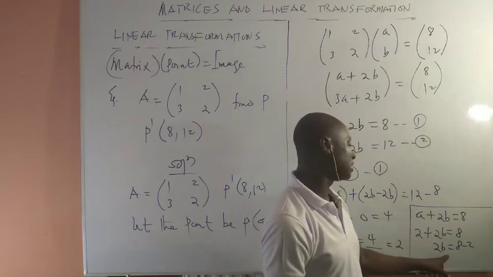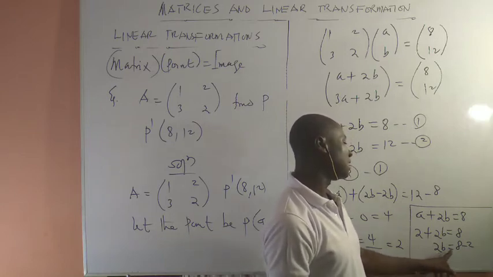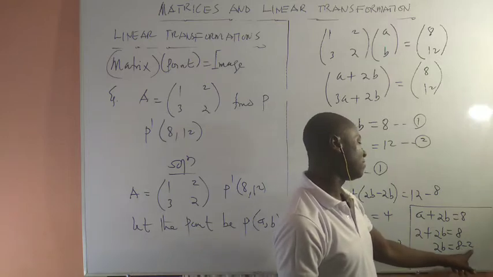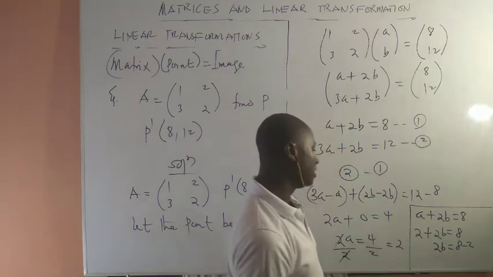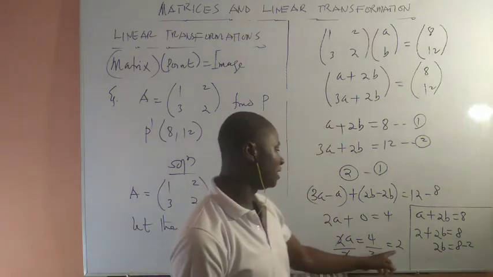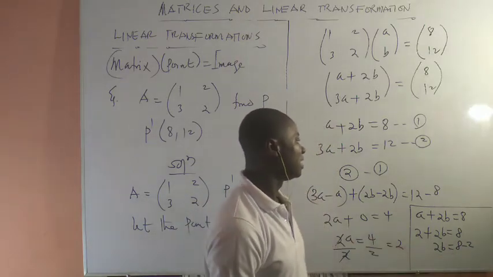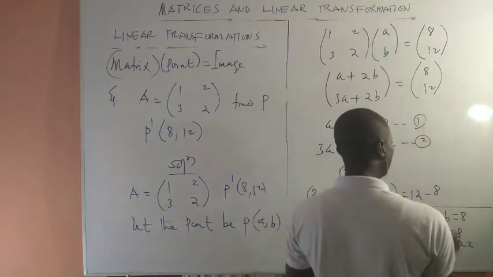So on the left hand side, divide by 2, you are left with b. Now 8 minus 2 is 6, and 6 divided by 2 will give us 3. That means that the value of b is 3, and the value of a is 2. The value of a is 2, and the value of b is 3. I want to explain this to you so that you know what you are talking about.